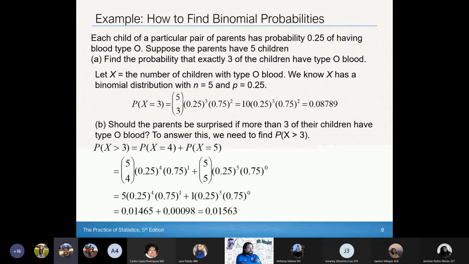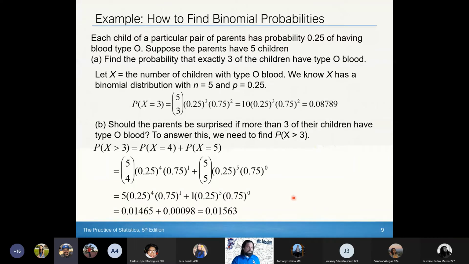Should the parents be surprised if more than 3 of their children have type O blood? To answer this, we need to find the probability of x being greater than 3. That's not a command on the calculator. We could use the complement rule if we wanted. They're doing this just saying, well, we only have 2 more trials. To be greater than 3, that means we have 4 or 5 as possible outcomes. So they calculate probability of x equaling 4 plus probability of x equaling 5. That work is here, and they get the result of 0.01563, about a 1.5% chance of having more than 3 kids with type O blood.